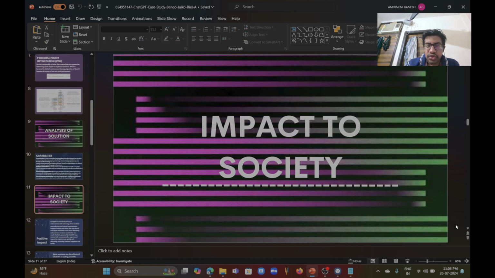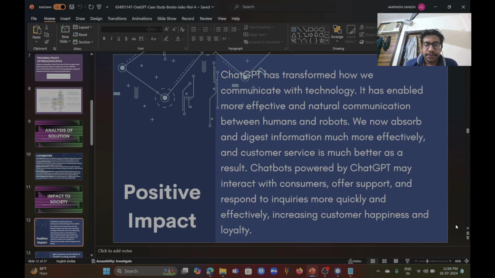Impact on society. Why does ChatGPT have an impact on society? Positive impact: ChatGPT has transformed how we communicate with technology and enabled more effective and natural communication between humans and robots. We now observe and digest information much more effectively, and customer service is much better as a result. Chatbots powered by ChatGPT can interact with consumers, support them, and respond to queries more quickly and effectively, increasing customer happiness.